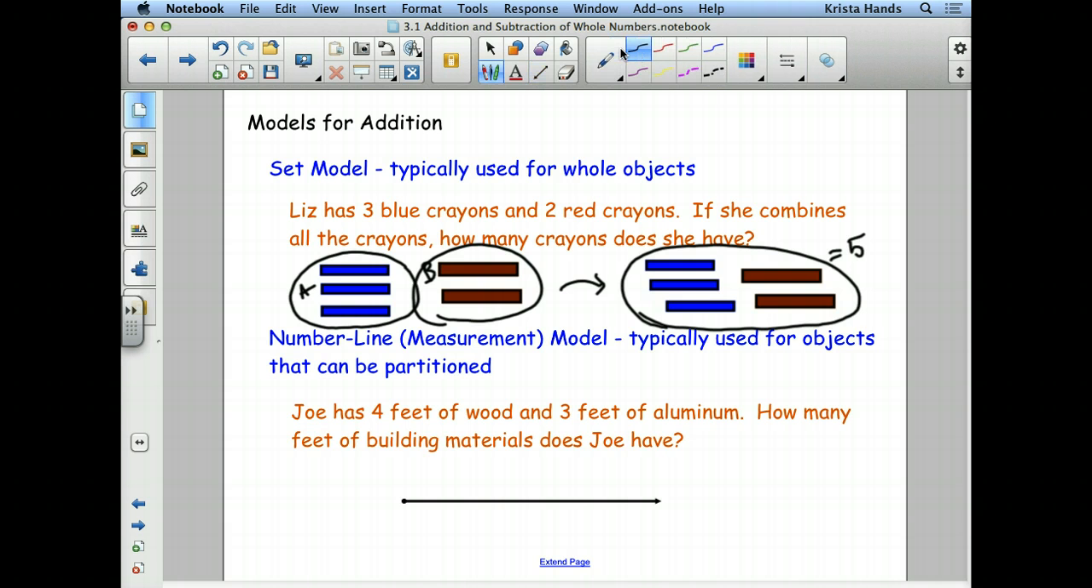I'm just going to draw the number line in the positive sense, because we're only using whole numbers anyway. So 0 is where we're starting. And then I've got 4 feet of wood. I'll draw it out here: 1, 2, 3, and 4. So my piece of wood could be drawn right here, and it's 4 long.